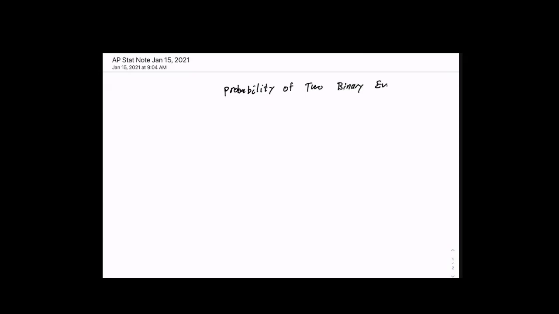Binary events. Binary meaning two outcomes. Okay, just a reminder. And we'll basically call them success and failure, or S and not S. Of course, we don't technically say S.